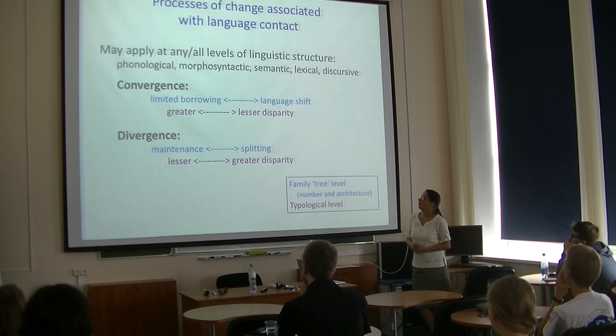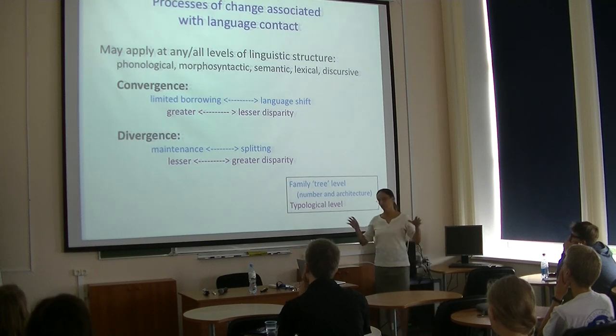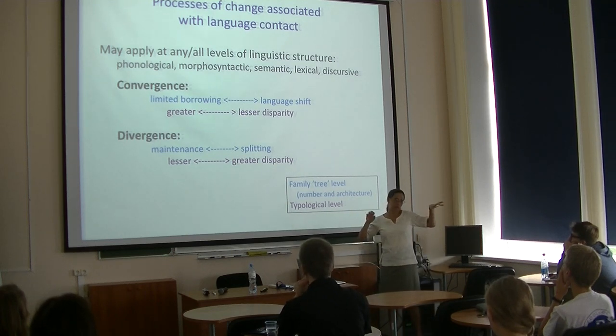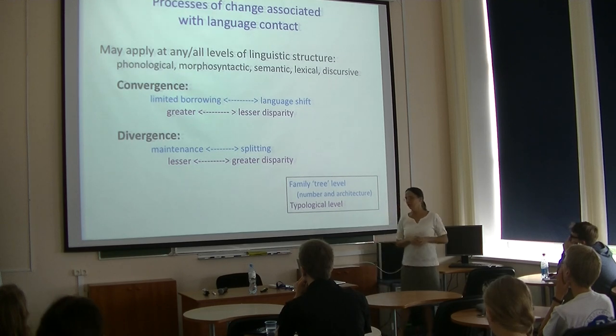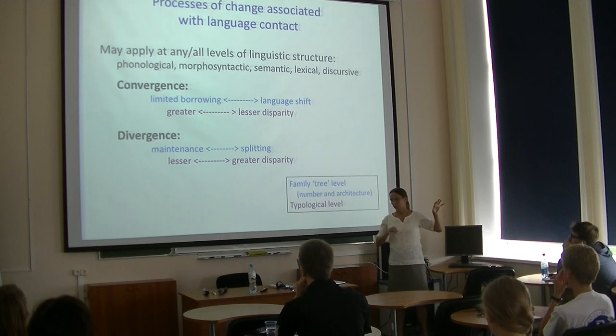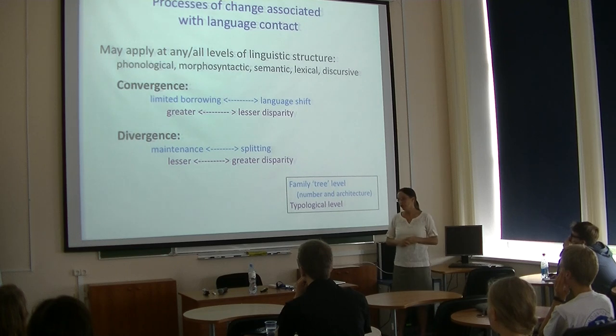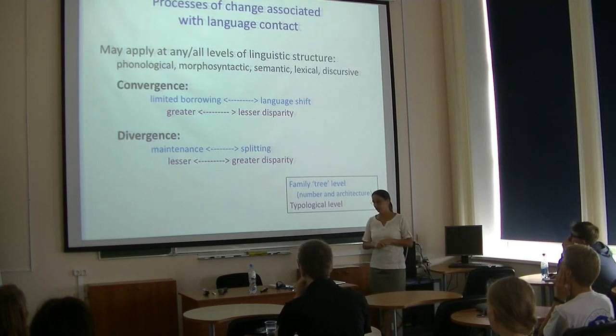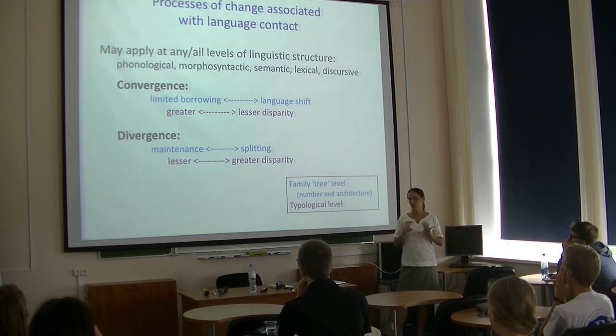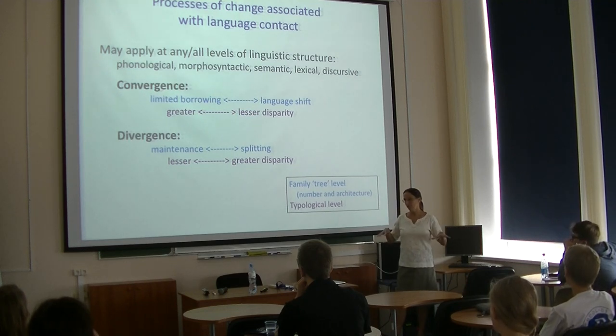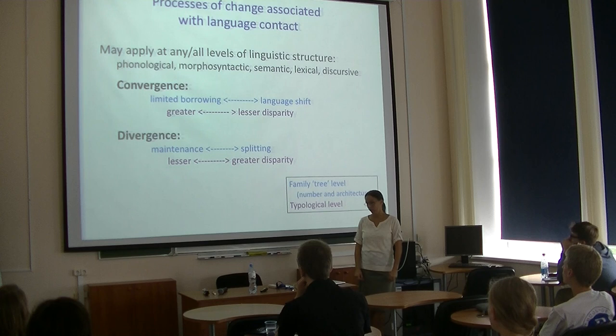And we can also think about continua relating to both convergence and divergence, such that in convergence you can go from limited borrowing, which would be relatively very little convergence, all the way to language shift, which would be sort of absolute convergence. In processes of divergence, you could go from maintenance all the way to splitting, right? So from very little convergence, no divergence, to lots of divergence. On the typological level, we can have a continuum in both of these domains towards greater or lesser disparity. So again, I think it's useful to think of these as somewhat different parameters that may or may not converge in different situations.